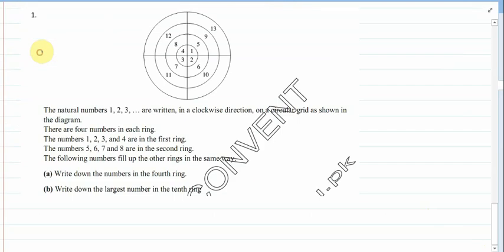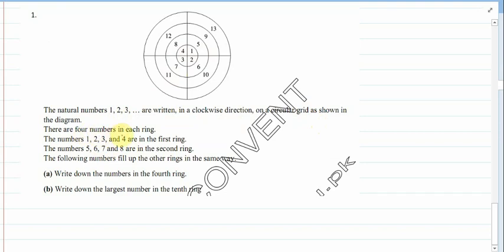Alright. The worksheet basically comprises all the past paper questions. So first you need to read the question carefully. The natural numbers 1, 2, 3 and so on up to infinity are written in a clockwise direction on a circular grid as shown in the diagram.